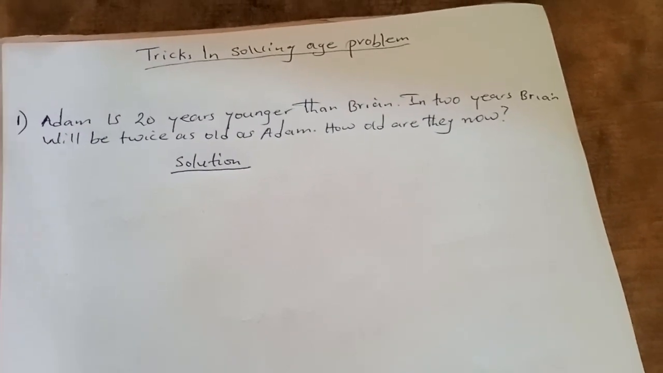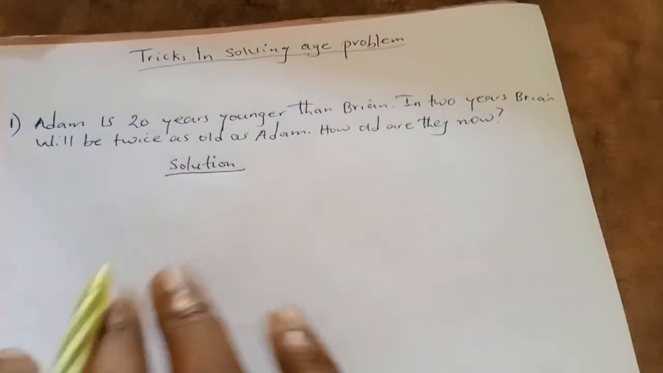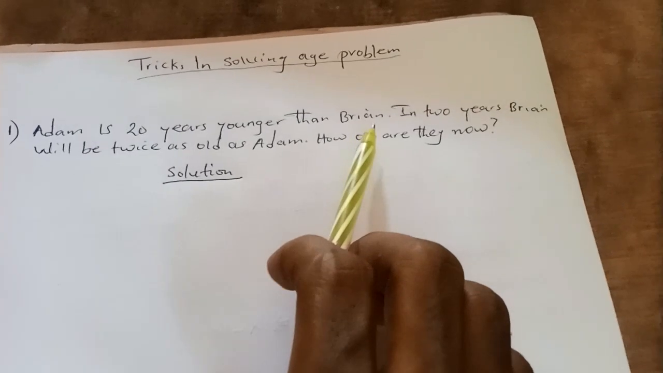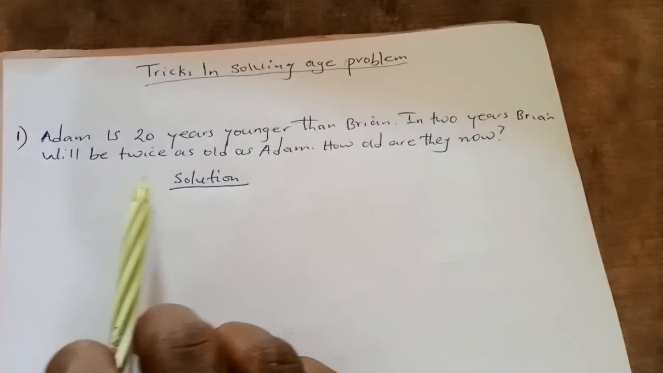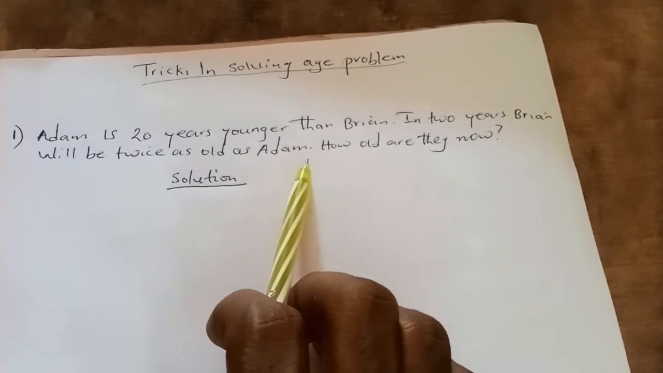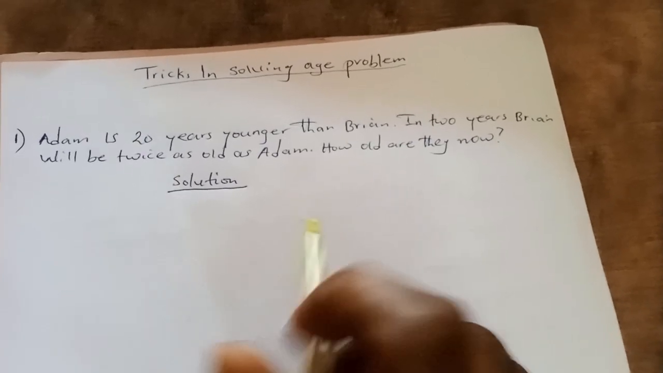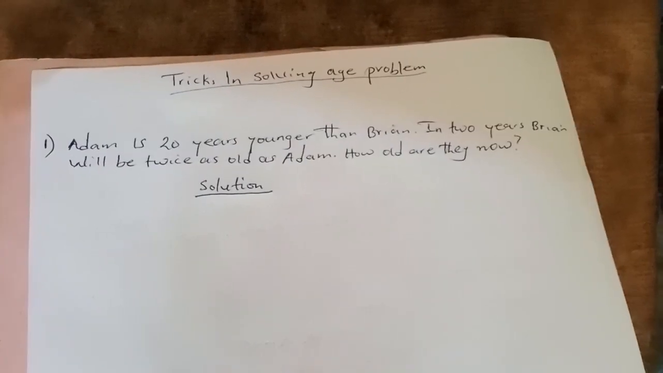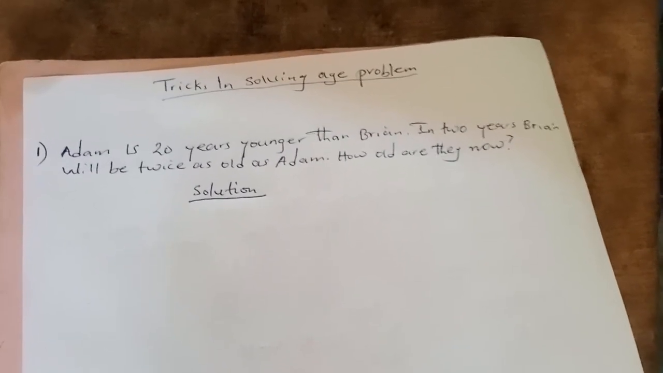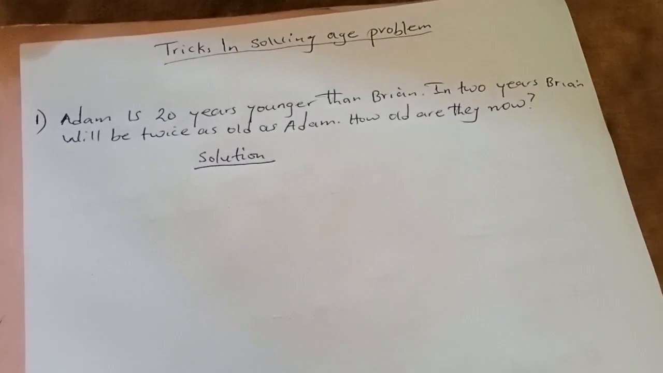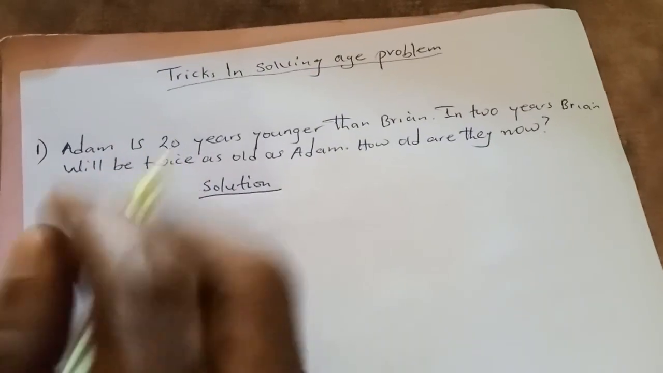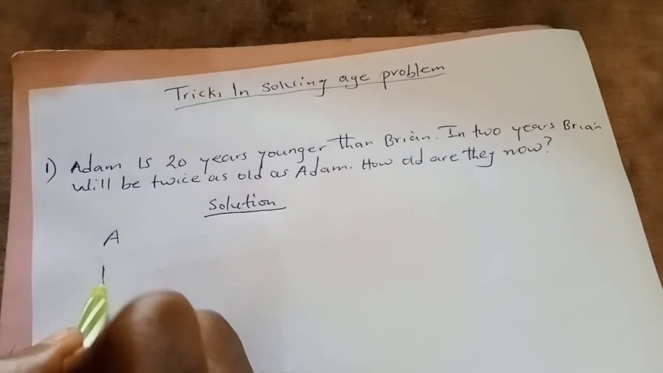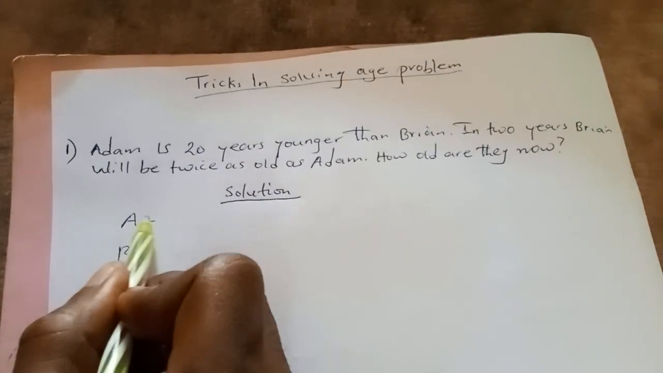Okay, we said that if you see this problem, it's saying that Adam is 20 years younger than Brian. In 2 years, Brian will be twice as old as Adam. How old are they now? In this problem, you have to set your algebraic expression. And we say that Adam and Brian.